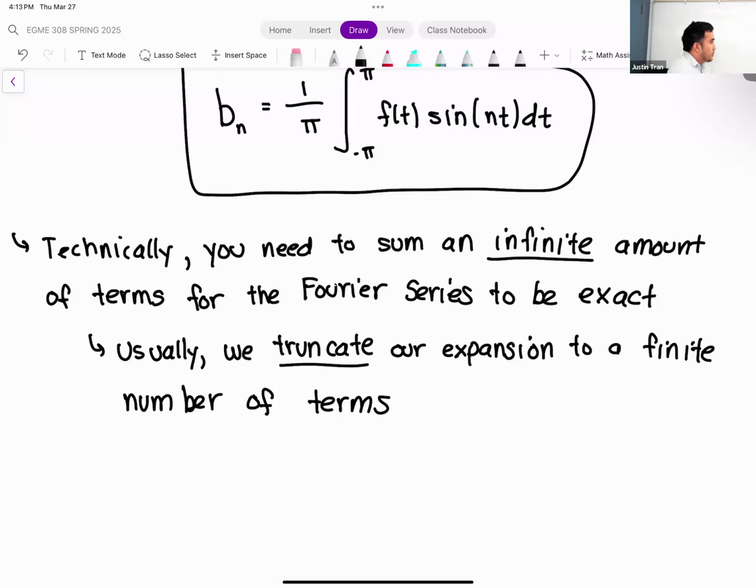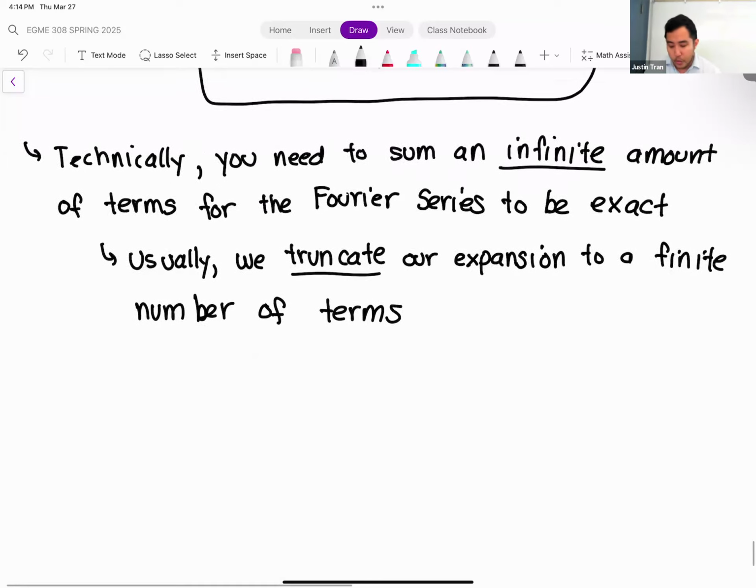All right, so whether you truncate the expansion at 3 terms, 5 terms, 6 terms, 7 terms, usually in order for you to practically use the Fourier series, you just have to truncate. There's just no other way to do it.